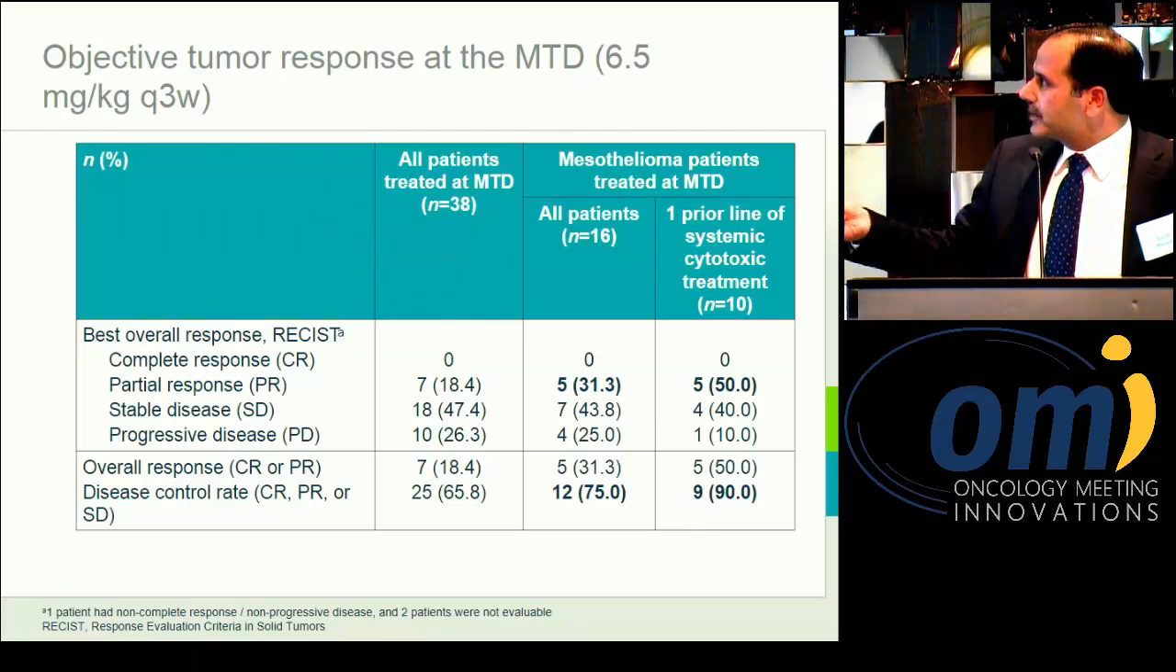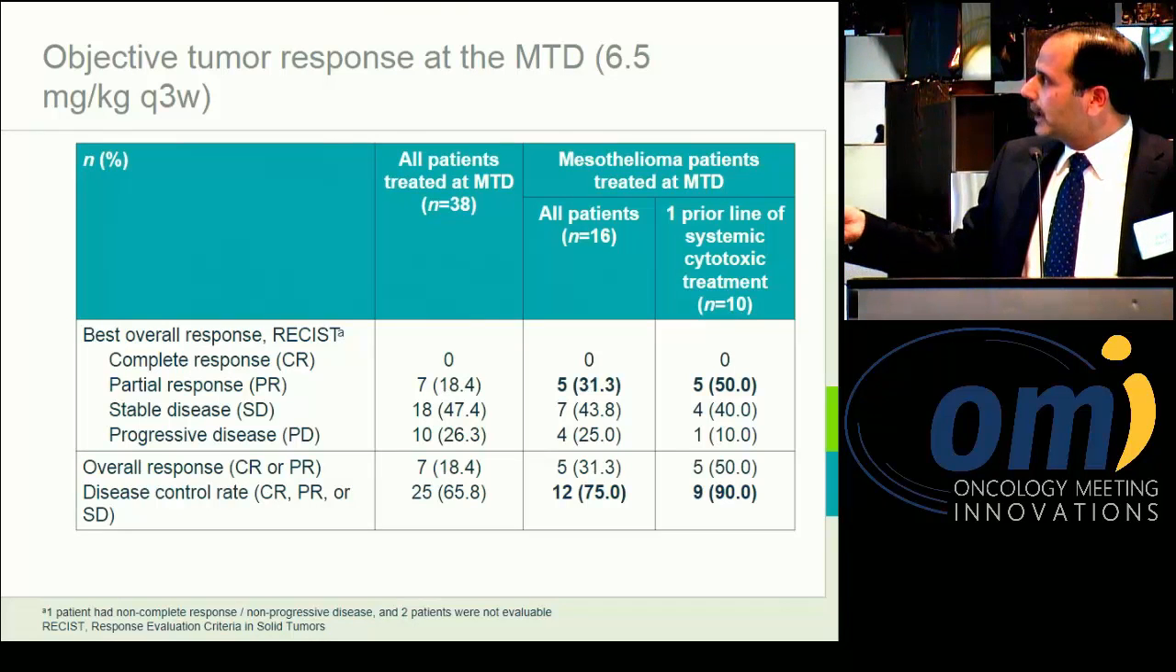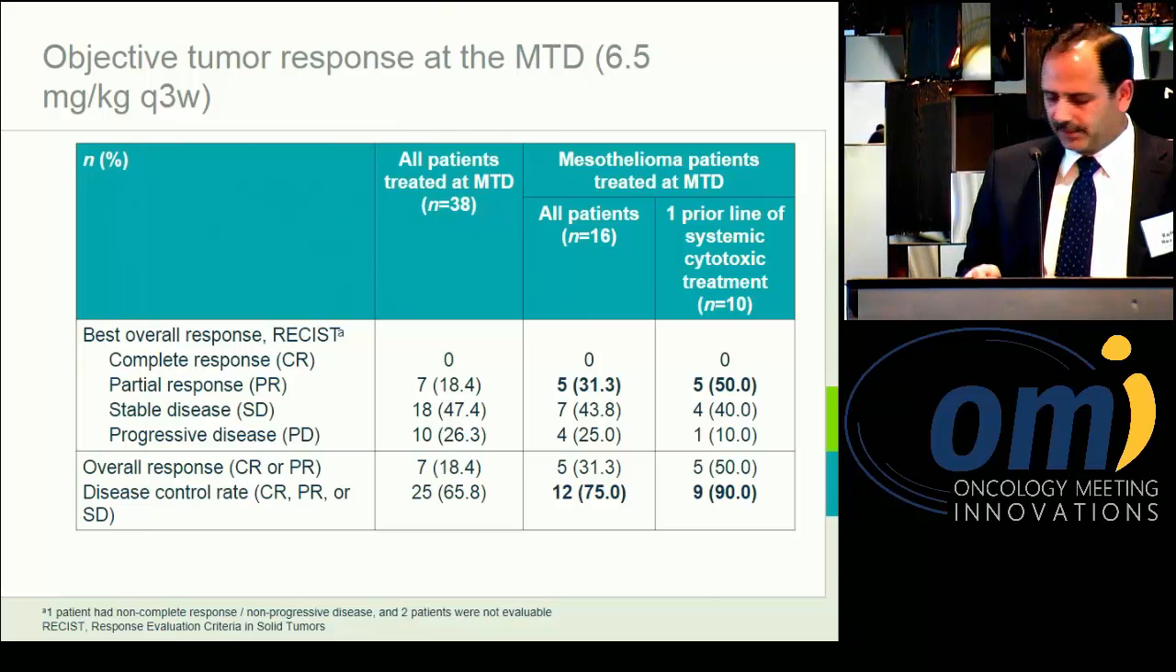I would like you to focus on this column. These are the mesothelioma patients treated at MTD. Out of the 16 patients who were treated at MTD, 31%, 5 out of the 16, had durable partial response. However, if you look at the patients who got anetumab as second-line therapy, half of them had a confirmed partial response, and overall 90% had disease stabilization.